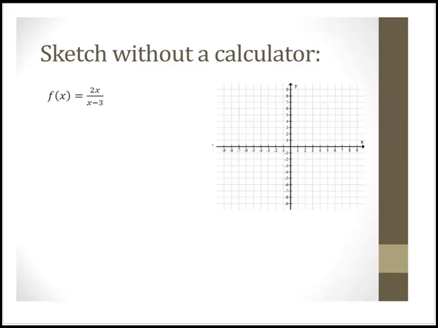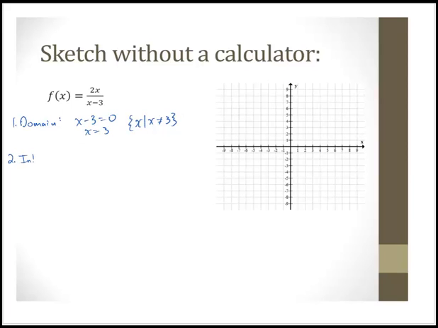Alright, so here's an example. We're going to sketch without a calculator f of x equals 2x over x minus 3. First thing I'm going to do is determine the domain. Notice that if I set the denominator equal to 0, that gives me x equals 3, and I can't reduce anything from the numerator, so the domain is x such that x cannot equal 3.